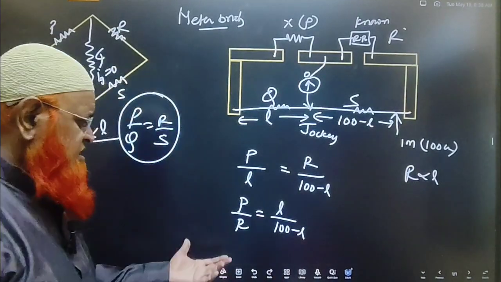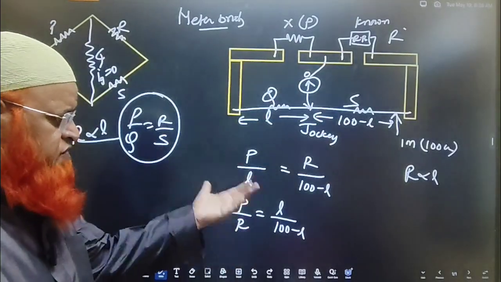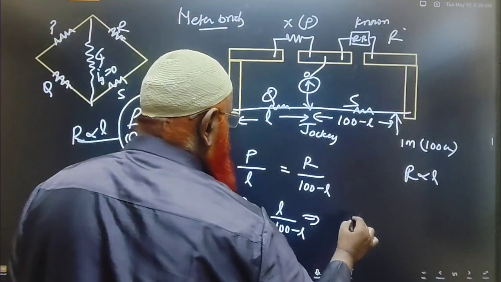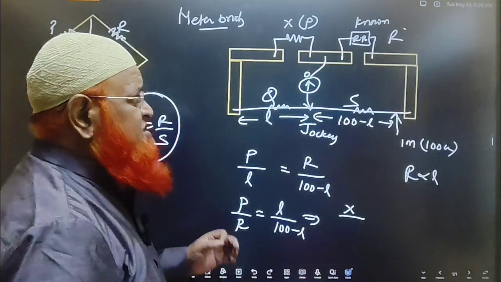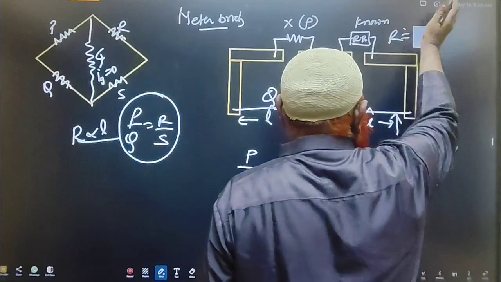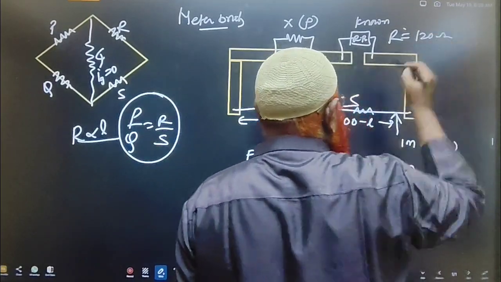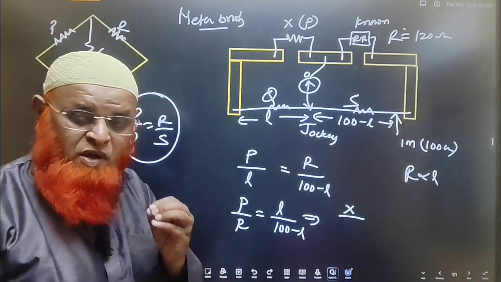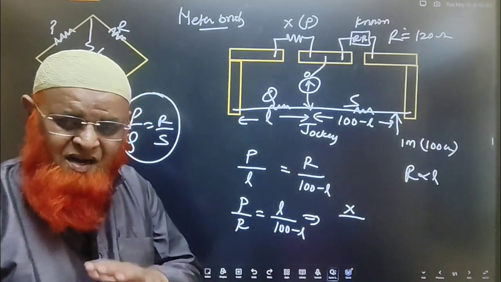That's it. So this is the condition where you are going to find the unknown resistance. So in the place of P, you write X. Let us imagine this resistance box you have kept as 120 ohms. That is the known resistance. You have kept it at 120 ohms. Let us do an experiment practically so that you understand clearly.